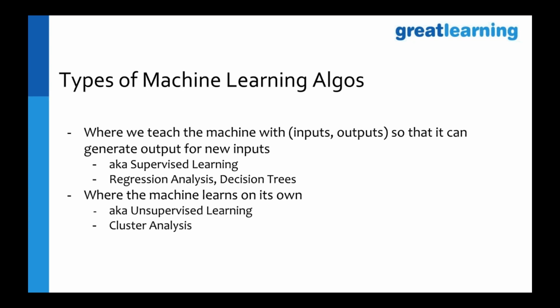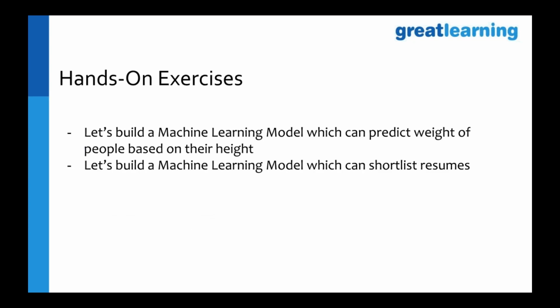Supervised is where we help the machine learn. We iterate with the machine to give it inputs and then test the output, see how well it's doing, right? So that is supervised learning. And unsupervised learning is where the machine is looking at data and deriving insights and patterns from it on its own without any human supervision. Okay.